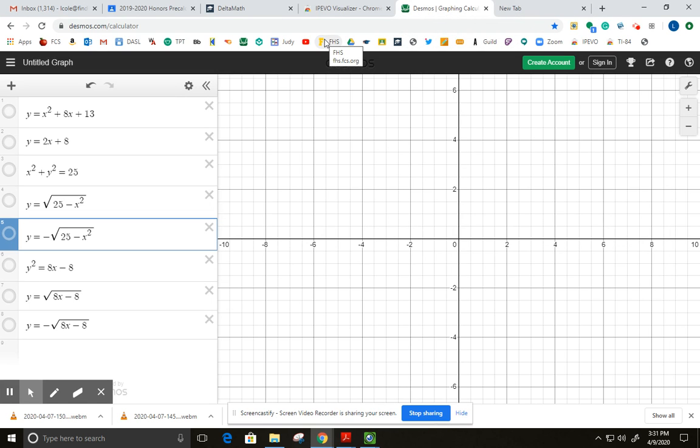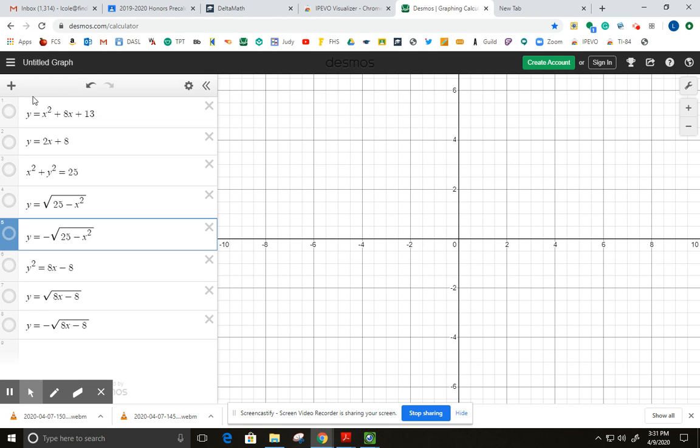Here are some of the graphs from section 2, Systems of Non-Linear Equations. And you can either graph these on a graphing calculator or on Desmos. I just wanted to show you what some of these look like on Desmos.